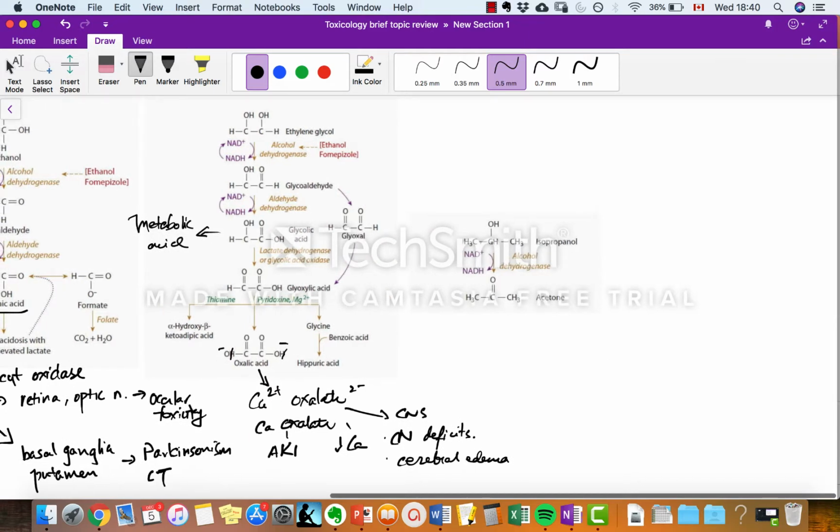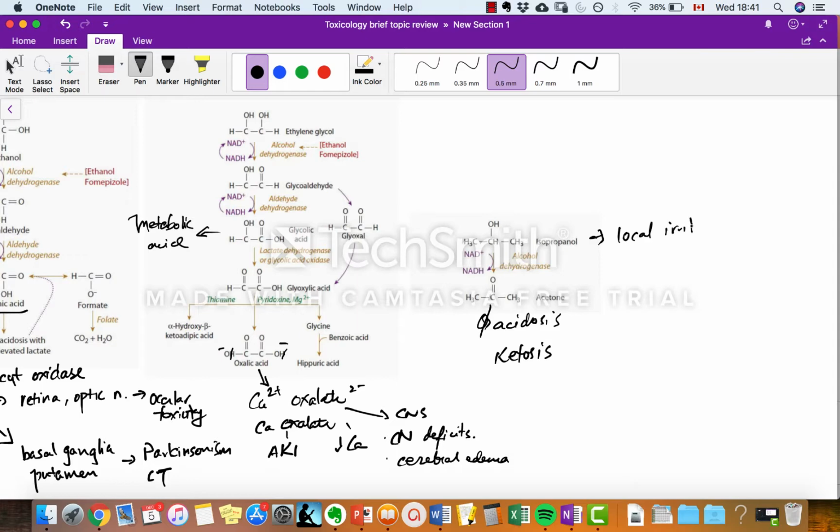Isopropanol, because the hydroxyl group is attached to the carbon in the middle rather than at the end, can only be metabolized one step further by alcohol dehydrogenase into a ketone group. And because it's not at the end, it cannot be further metabolized into an acid. So isopropanol does not give you acidosis. This is your classic ketosis without acidosis. Isopropanol, the parent compound itself, gives you local irritation of the stomach and can cause hemorrhagic gastritis.